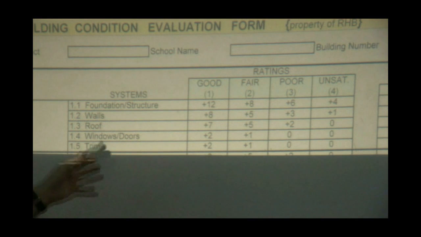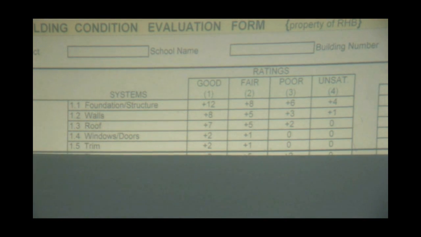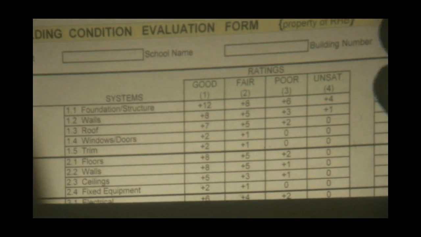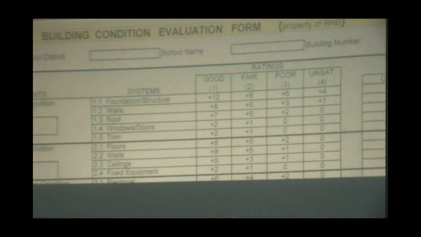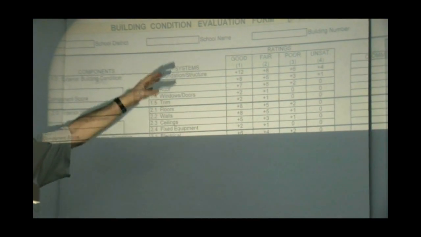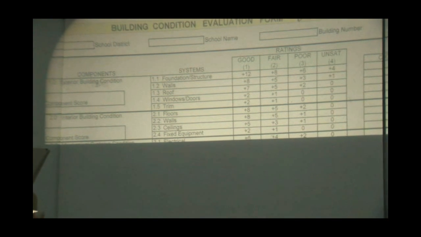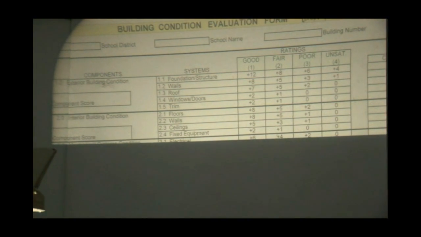As you see through this scoring, trim is 2. You're not losing a lot with unsatisfactory, only 2 points. And as we walk through our second piece, interiors, it is 8s. What I'm getting to is that foundation structure is the one that's more costly, so it's weighted heavier with good versus unsatisfactory.